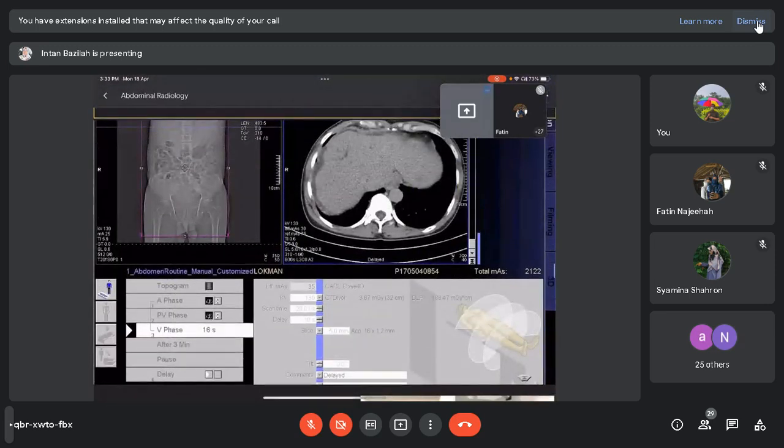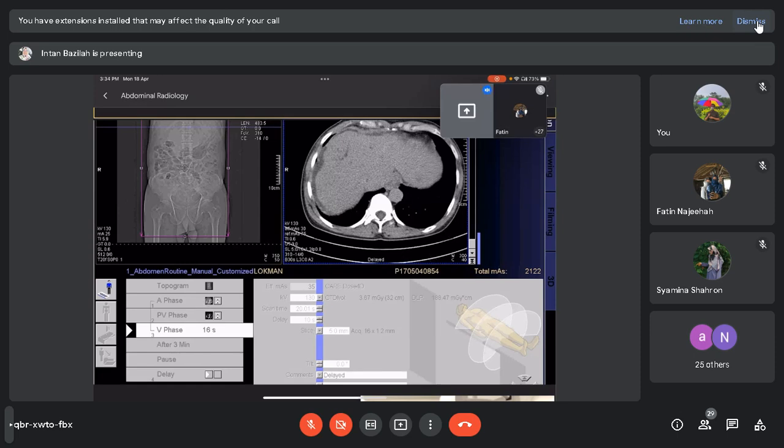Okay, so this is the example. If you see the CT control panel, this is what we call scout image. When they want to scan, they want to determine where is the field of view of the scanning. Alright, this is the image that they will scan. These are the phases that they will scan. For example, this is arterial phase, portal venous phase, and this is delay phase.